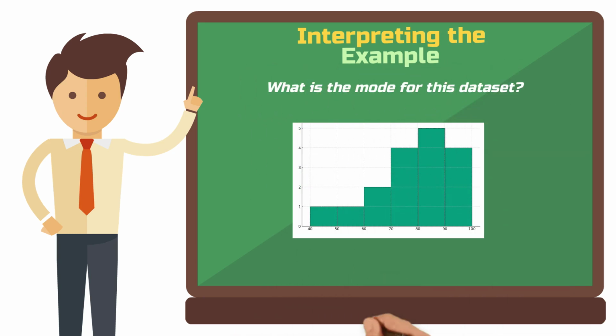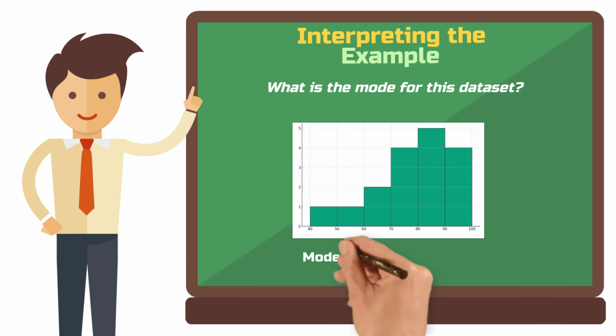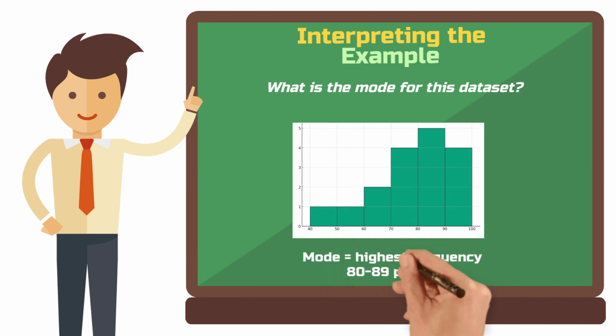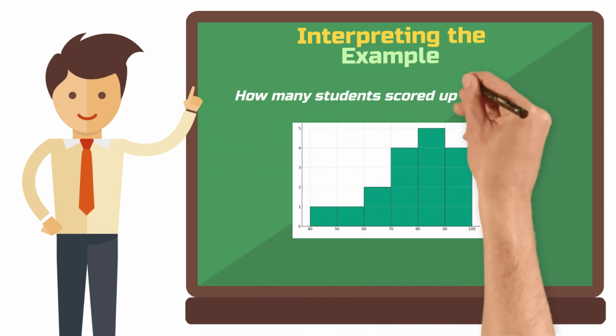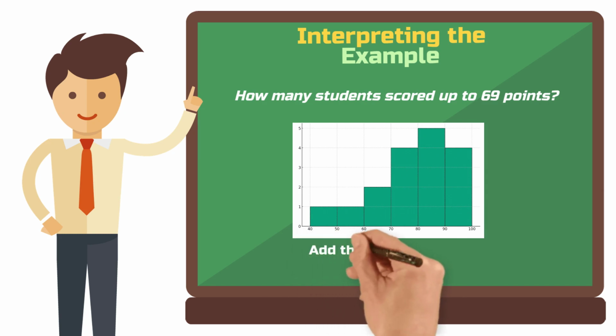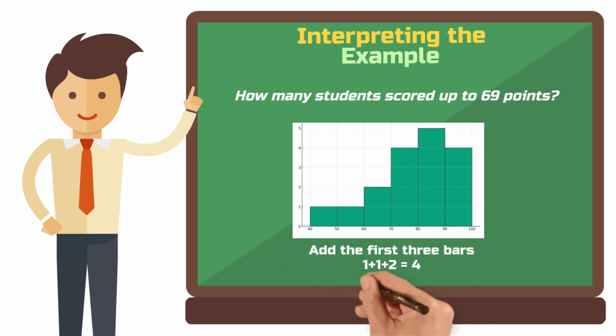What is the mode of this dataset? The mode is the interval with the highest frequency. In this case, most students scored between 80 and 89, making this the mode. How many students scored up to 69 points? Adding the first three bars, 1 plus 1 plus 2, meaning 4 students scored up to 69 points.